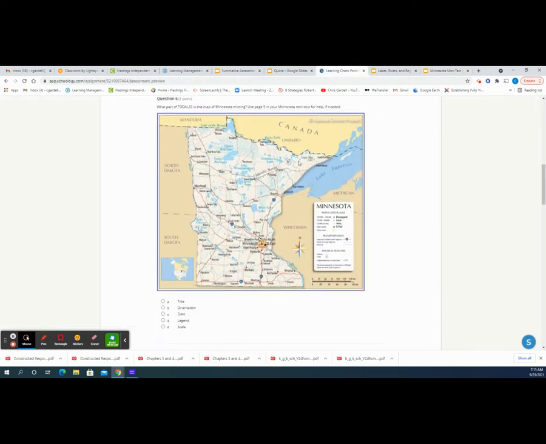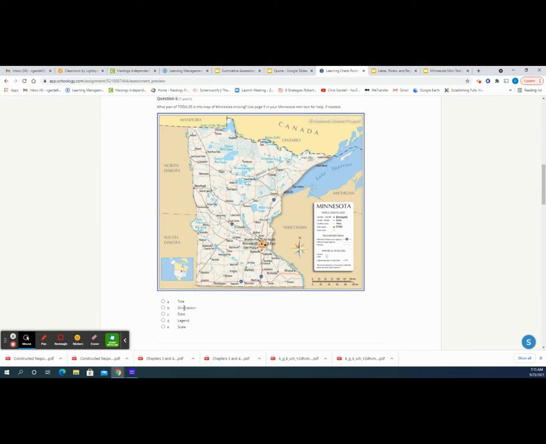Question number 6. What part of totals is this map of Minnesota missing? So here's the thing, okay? Here are your answer choices. So you'll notice that not all of totals is involved in this question. So I would just start with letter A, okay? Is there a title? I wonder where that is and what it is.